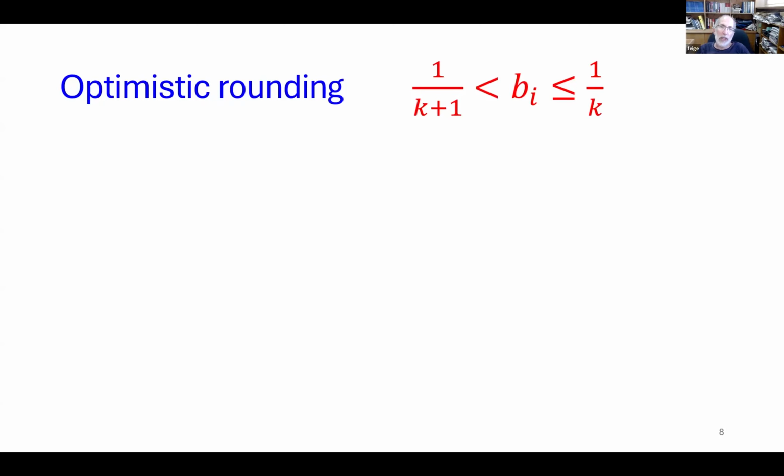So what we choose to do here is optimistic rounding. We just round up the entitlement of the agent from this fraction, which was between 1 over k plus 1 and 1 over k. We round it up to 1 over k. And then we take the MMS as if there were k agents. And this is the value of the share. And we call it MMS hat because we rounded up the entitlement.